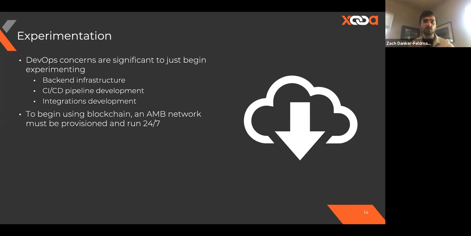While AMB does a great job of managing infrastructure, to begin using blockchain with even just a small Amazon Managed Blockchain network, it must be provisioned and run 24/7 if any work and progress is to persist. Then finally, your developers must have specific blockchain expertise, which can oftentimes be difficult to come by.